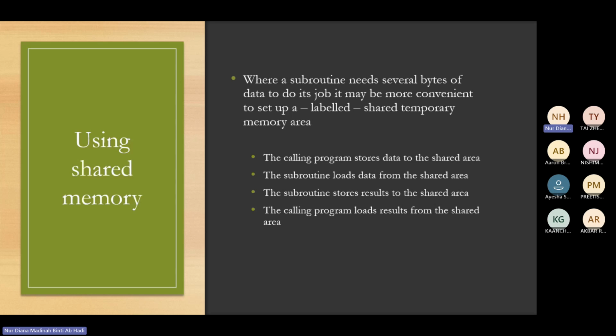Using shared memory means that a subroutine needs several bytes of data to do its job. It may be convenient to set up a label, which is your shared temporary memory area. The calling program will store your data to a shared area. Your subroutine will load your data from the shared area, and then store the result to the shared area. Your calling program will then load your result from the shared area.